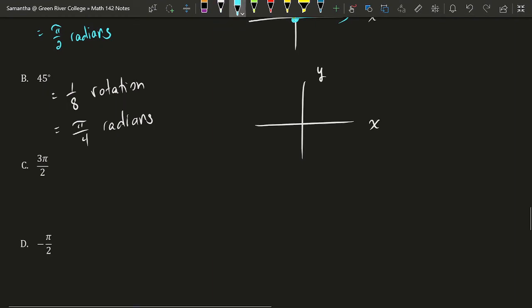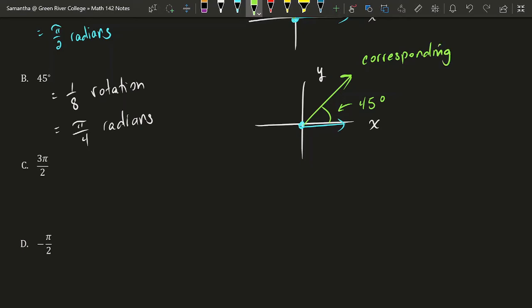So I'm going to start by looking in the positive x direction, and then I'm going to turn 1/8 of a rotation, and I'm going to turn counterclockwise because the angle is positive. So that will position me right around here. The angle, 45 degrees, is the amount of turning that it took me to go from positive x to this green direction, and the green arrow itself is the corresponding direction to an angle of 45 degrees.